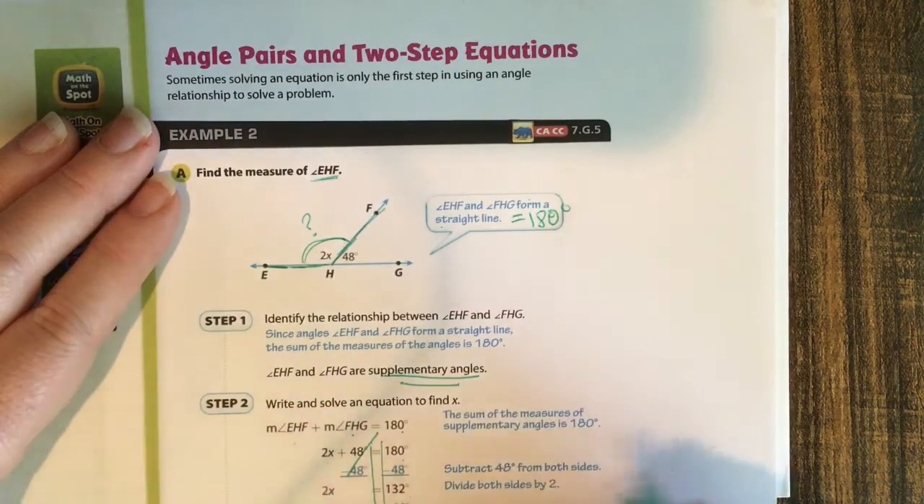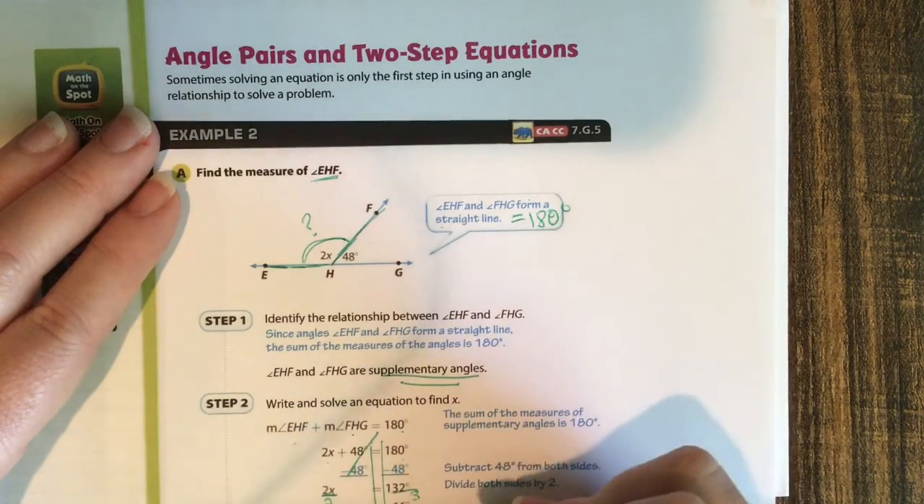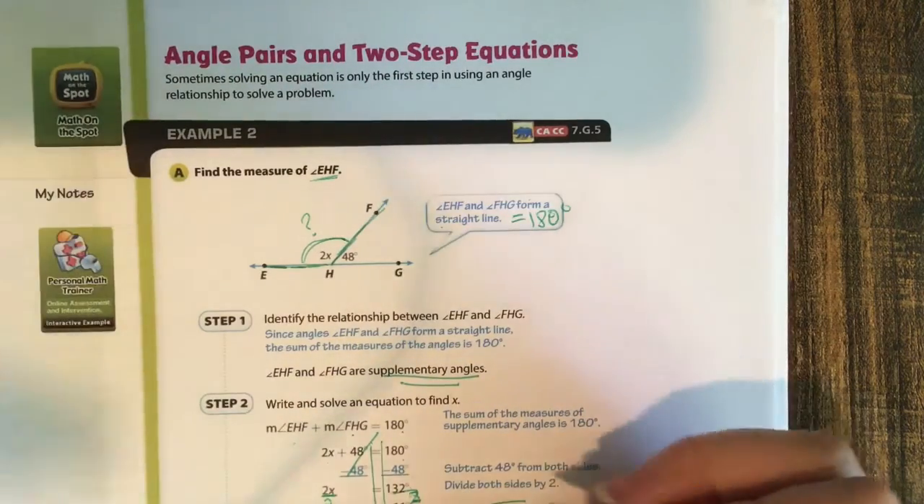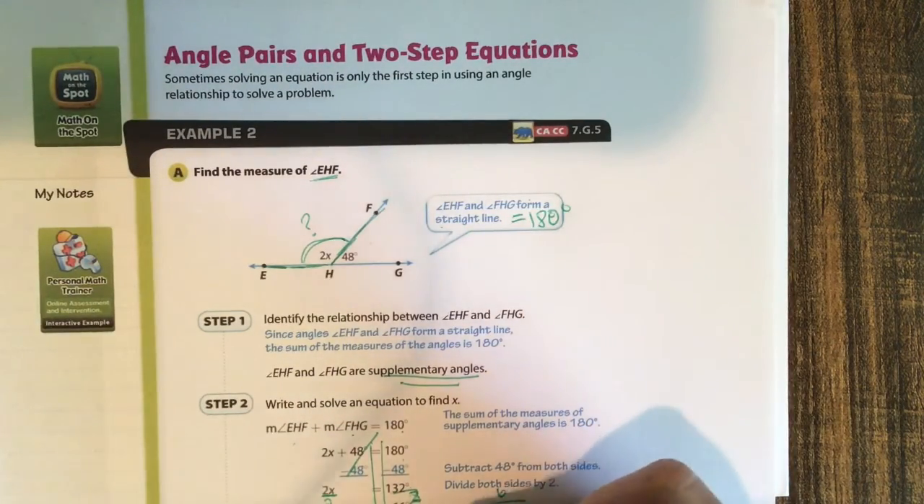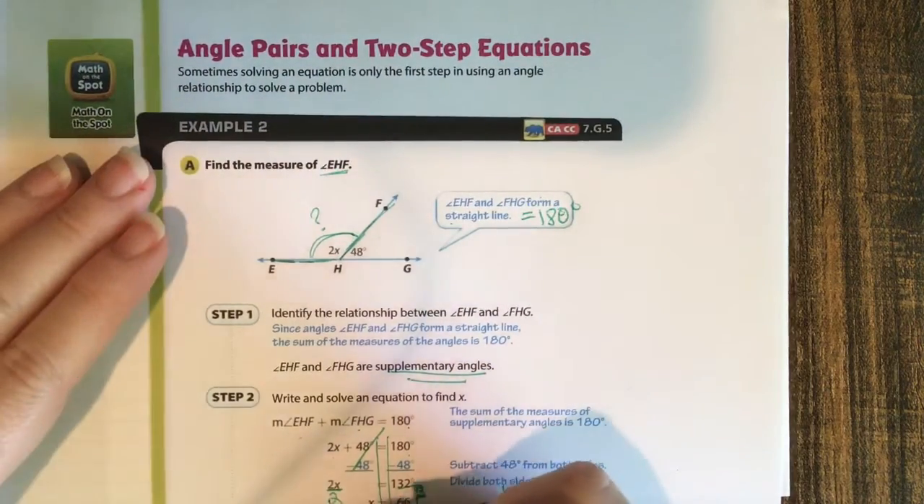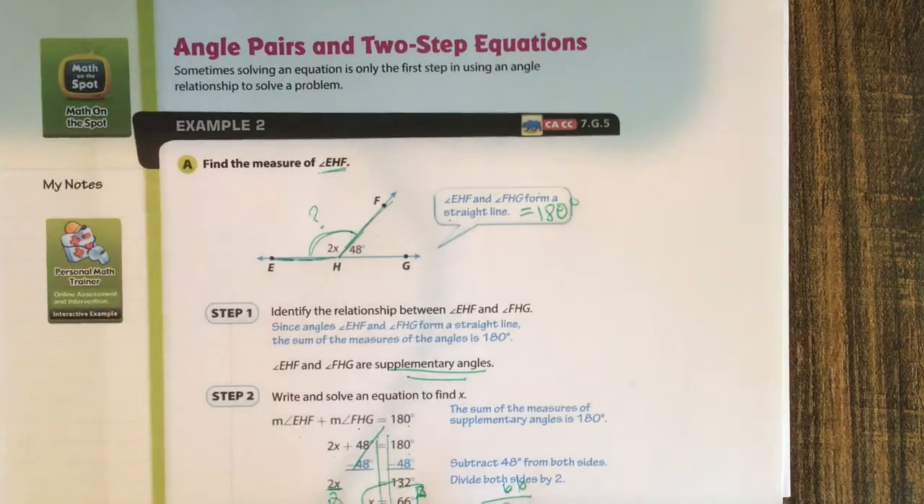Remember, how do we eliminate the 2? We are going to divide both sides by 2. So 132 divided by 2, we get 66. So x equals 66. Are we done? Well, let's see if that's what we're asked for.